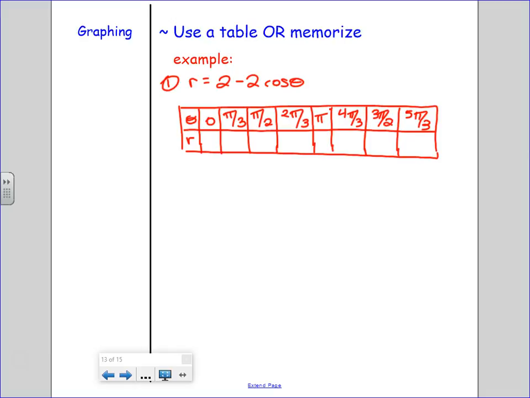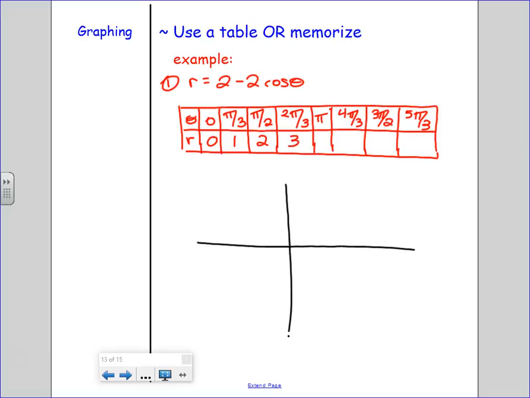Now, remember with graphing polar, we talked about how you don't need the polar grid. We just need to be able to think polarly. This is a symmetric graph, right? Because cosine has a different symmetry than sine, so we have to figure that out as well. So if we plug in 0, cosine of 0 is 1, so 2 minus 2 is 0. Cosine of pi over 3 is 1/2, so 2 minus 2 times 1/2 is 1. Cosine of pi over 2 is 0, that's going to be 2. Cosine of 2 pi over 3 is negative 1/2. 2 minus negative 1 would be 3.